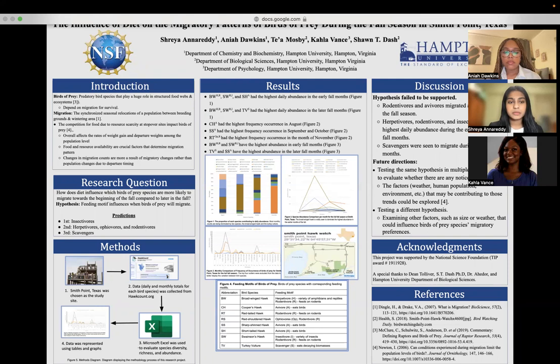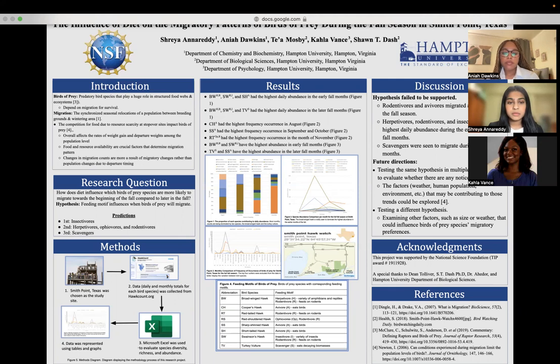Our group hypothesized that the feeding motifs influence when birds of prey will migrate. Specifically, we predict that insectivores will migrate earlier because insects go away earlier in the season. Next, birds that choose to eat amphibians, reptiles, and rodents will go away second. And then lastly, the scavengers will migrate last because there's always decaying biomass to feed on in the environment.